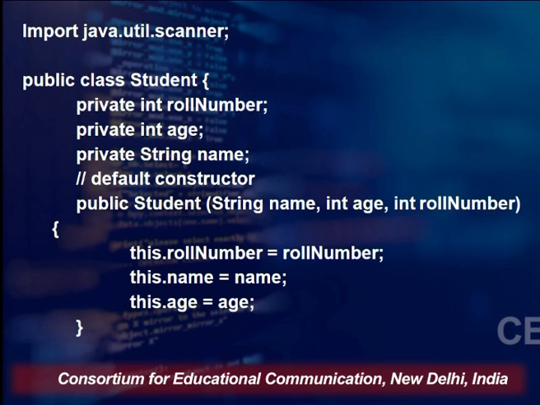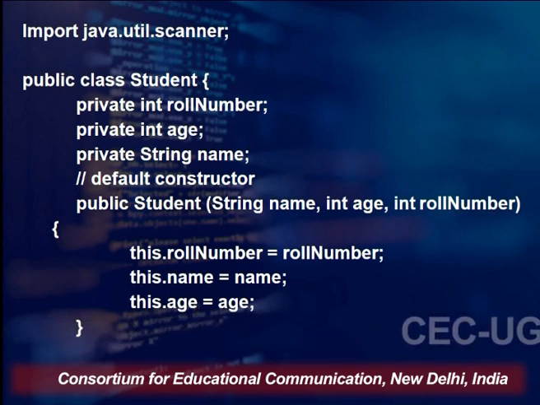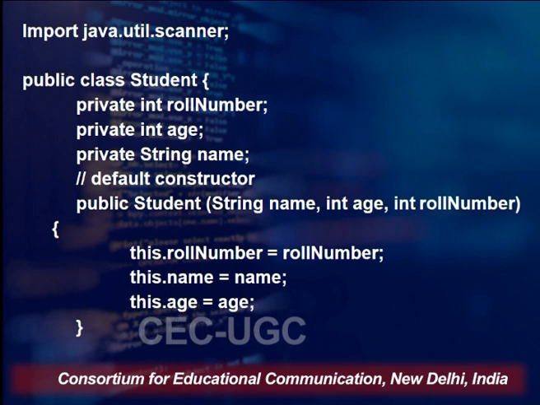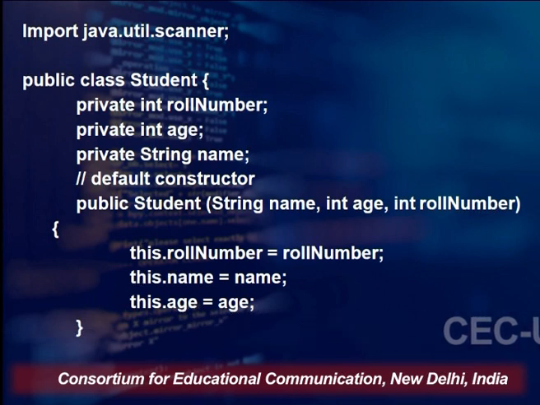And we have also already seen the use of the this keyword. So, we have written this.rollNumber equals rollNumber. Whatever value of roll number is passed in the parameters will be assigned to the roll number of the invoking object. Then this.name equals name, and similarly this.age equals age. So, this is a normal constructor which we have seen till now.